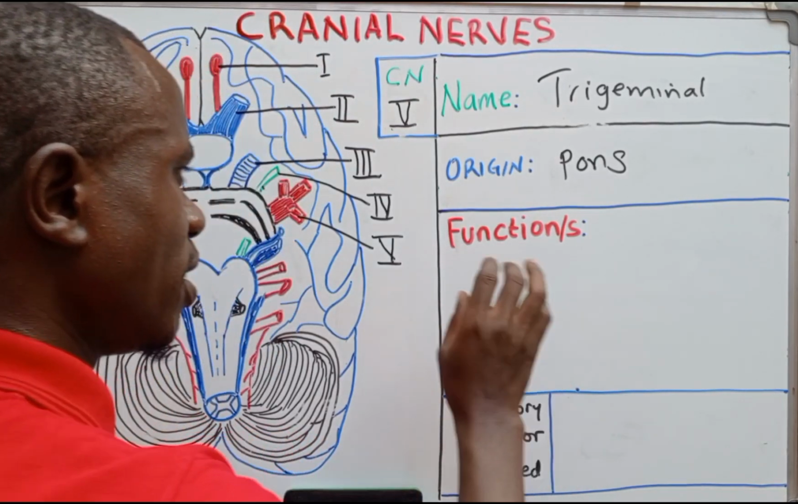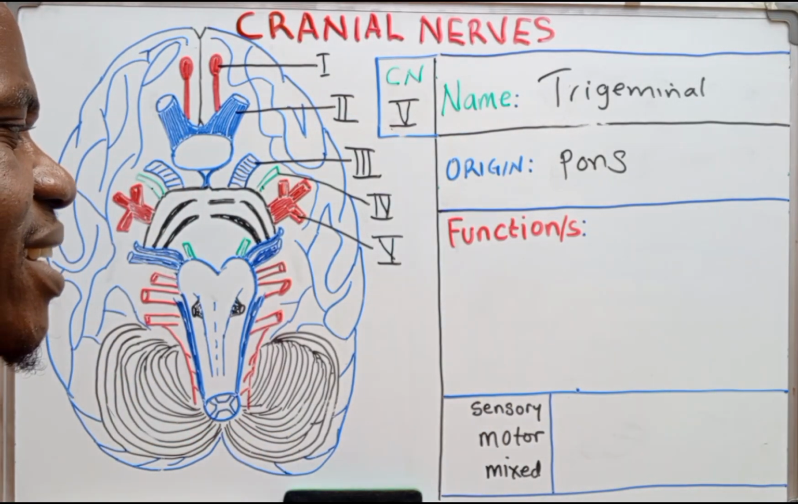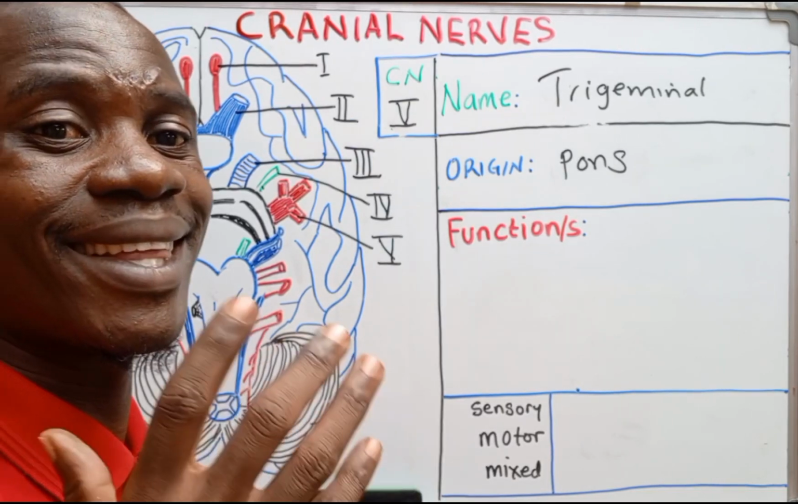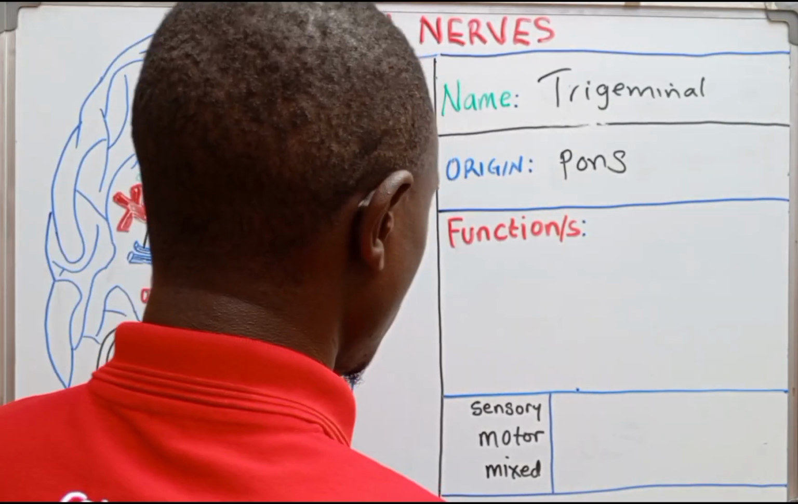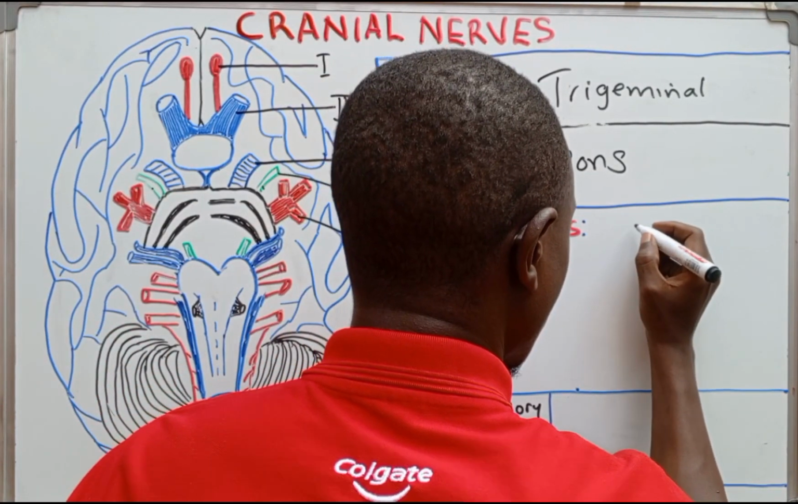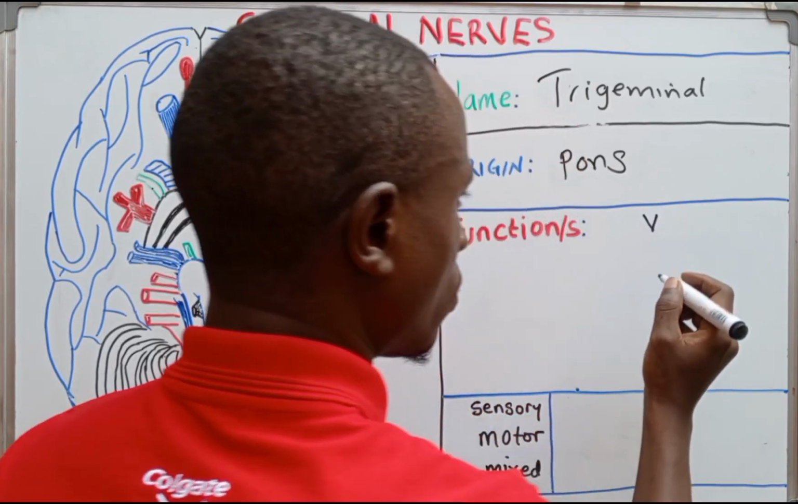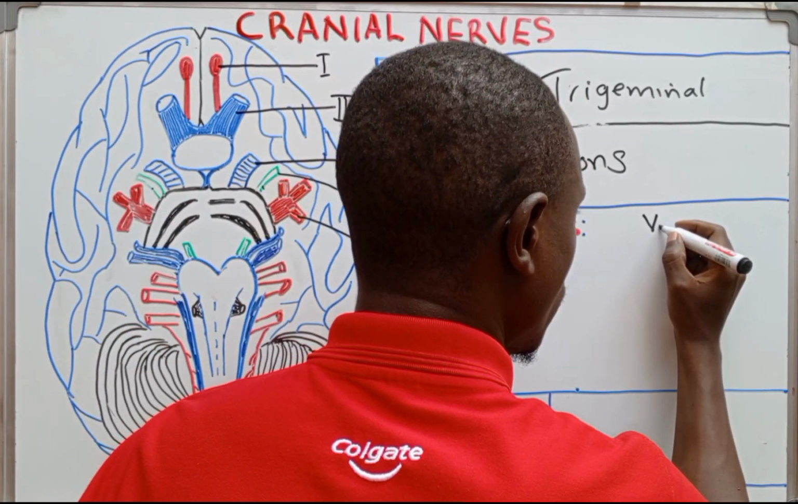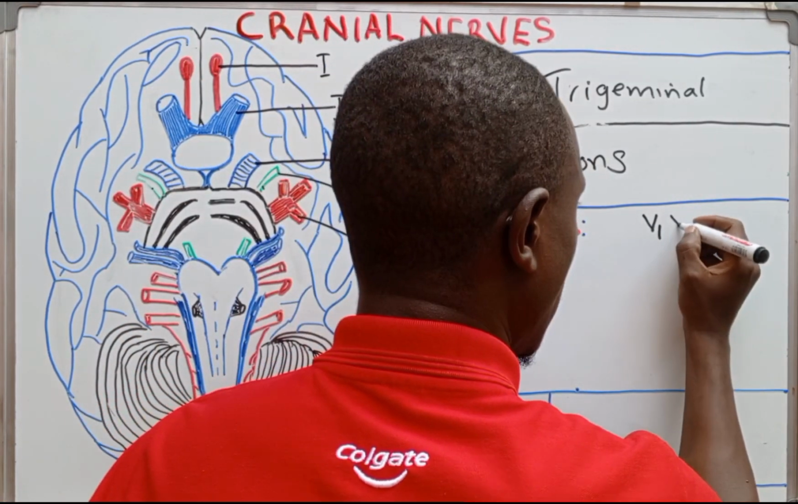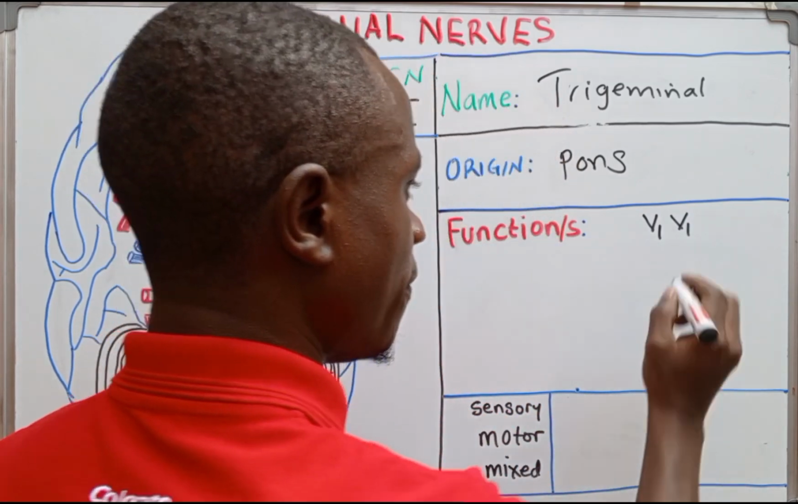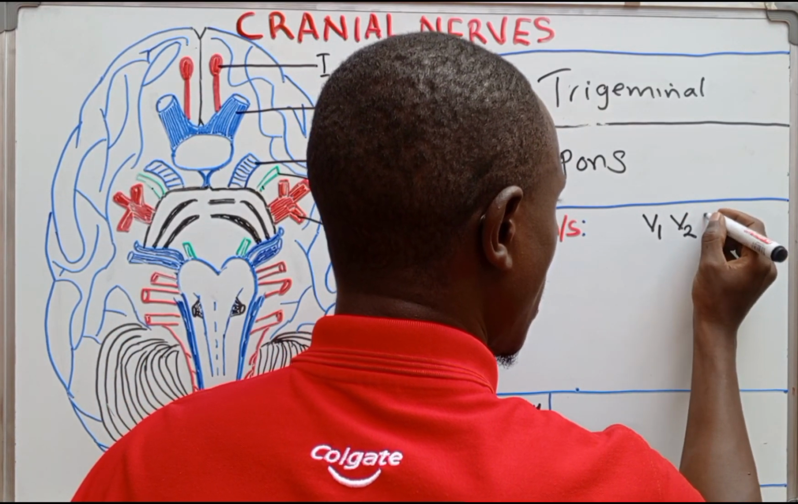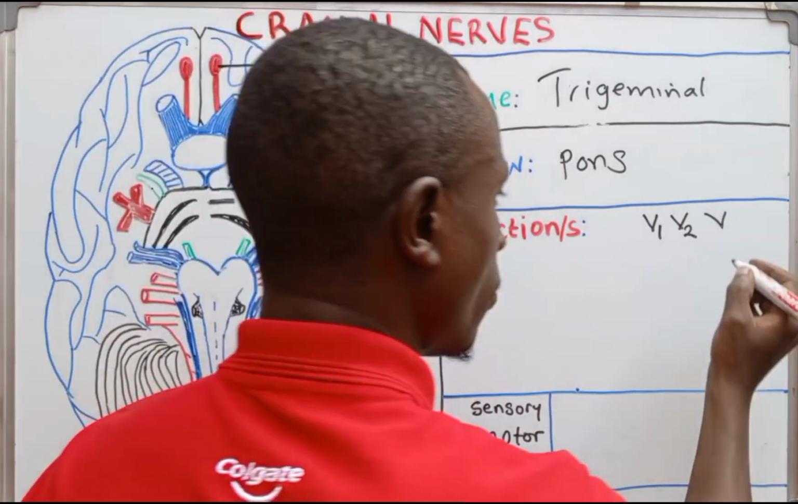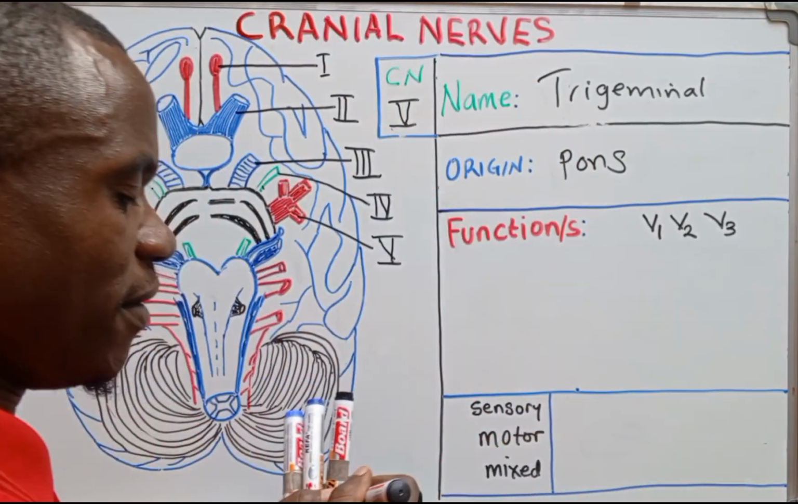What is unique with this kind of cranial nerve is that it is going to have 3 branches. It's going to have the ophthalmic branch, which is the V1. It's going to have the maxillary branch, which is the V2, and then the mandibular branch, which is the V3.